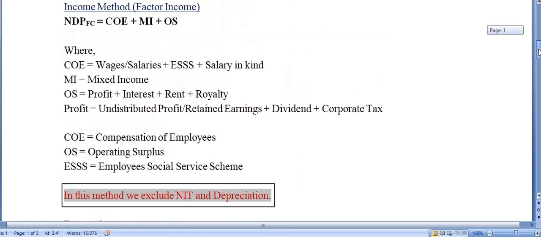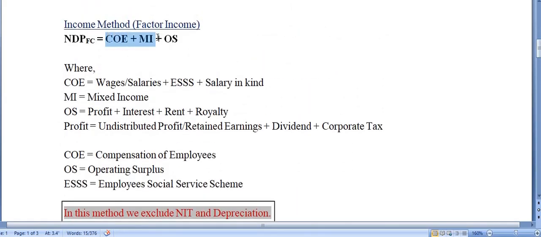You cannot use the income method because there is no information regarding COE. Have a look at the question. Is there any kind of information regarding COE? No. Is there any information regarding MI? No. Any information regarding OS? No.